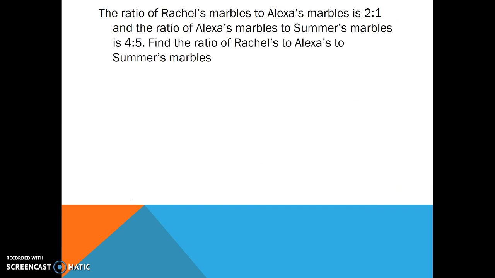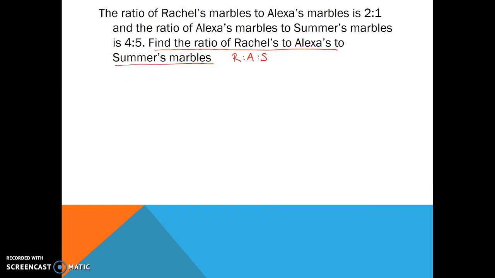Okay, on to the next one. The ratio of Rachel's marbles to Alexa's marbles is 2 to 1. And the ratio of Alexa's marbles to Summer's marbles is 4 to 5. Find the ratio of Rachel's to Alexa's to Summer's marbles. Okay, so there is a lot of information in this word problem. This word problem is pretty complex. So the question is, we want to find the ratio of Rachel's to Alexa's to Summer's marbles, right? So Rachel to Alexa to Summer.